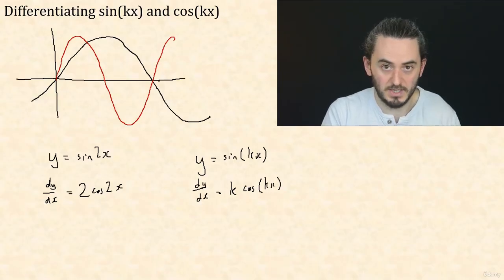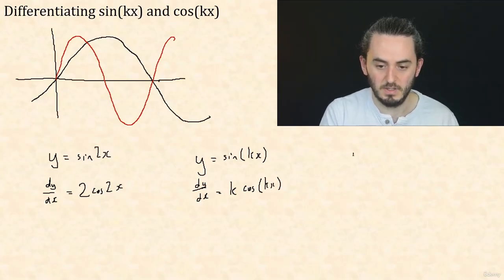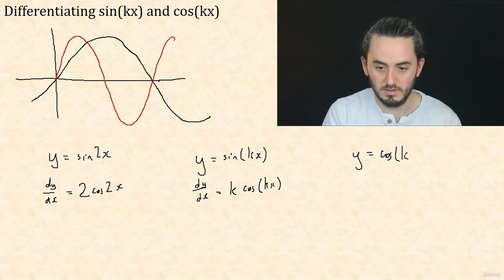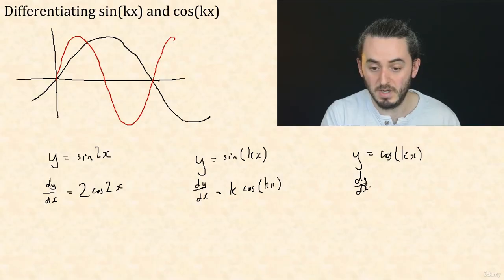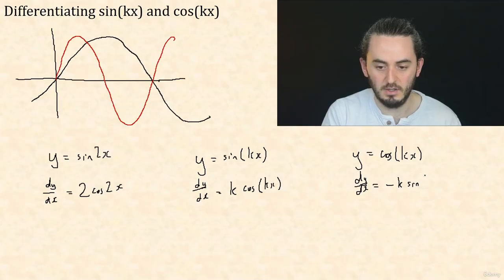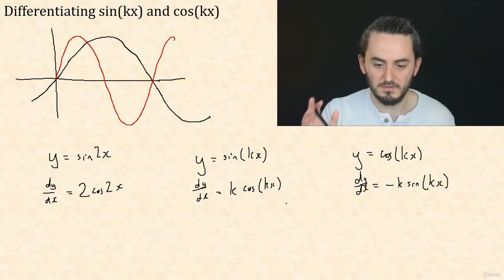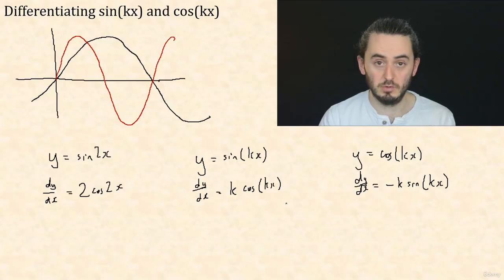The angle never changes, that's really important. If y is cos of kx and we differentiate it, we still get minus a sine function, but it's minus k times sine of kx. So as I said, these are special cases of something called the chain rule, which we'll look at more later on, but we're going to actually use these cases now.